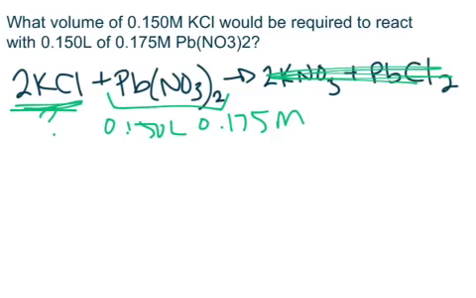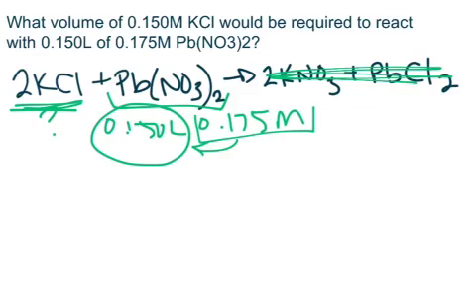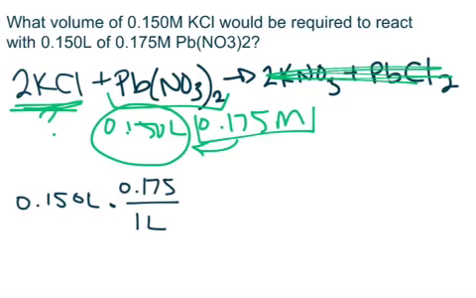So the volume that we have is 0.150. This is a quality of that volume. So what we need to get out of that volume is how many moles are inside of it. So we would set this up. The number being given to us is that we have 0.150 liters, and we know that for every 1 liter of that lead nitrate, there's 0.175 moles. So first step is to take the volume that we were given and multiply it by the molarity.